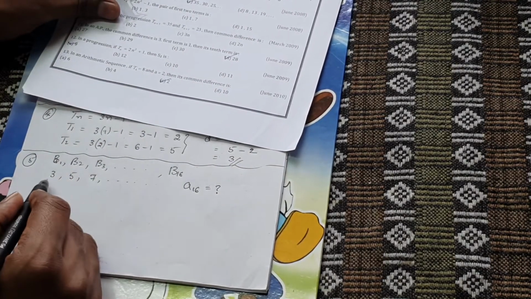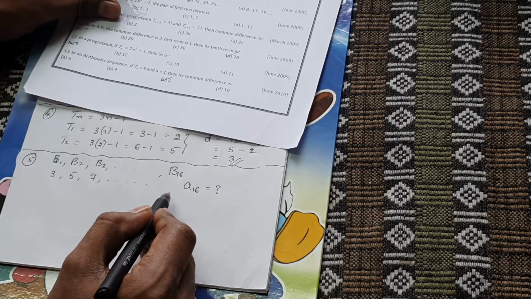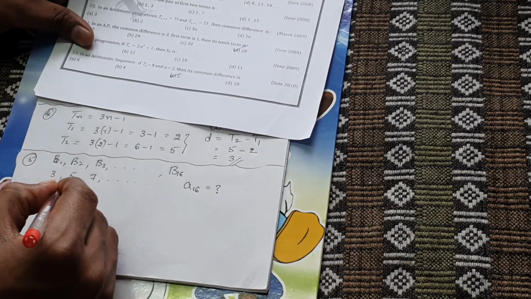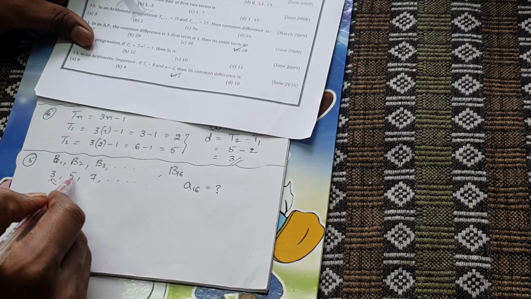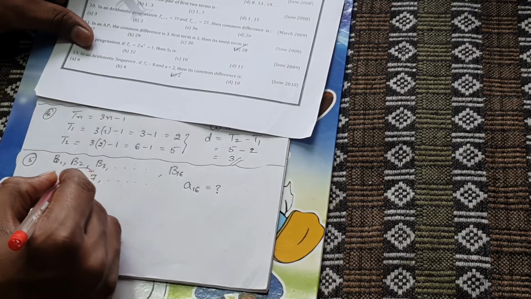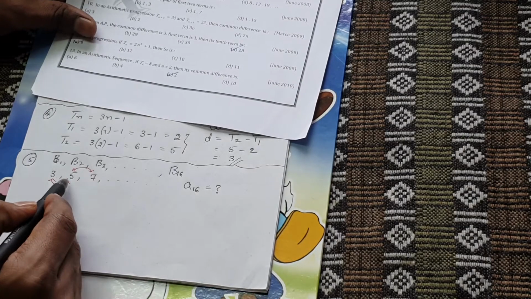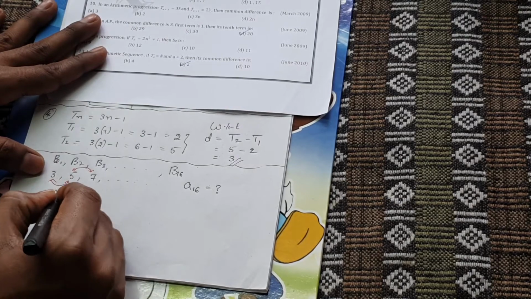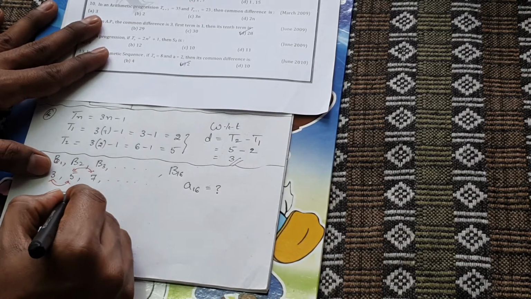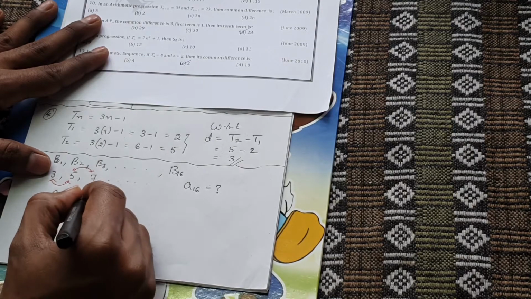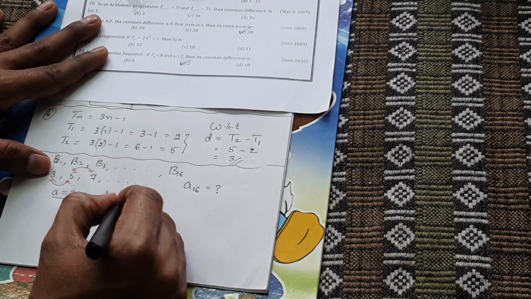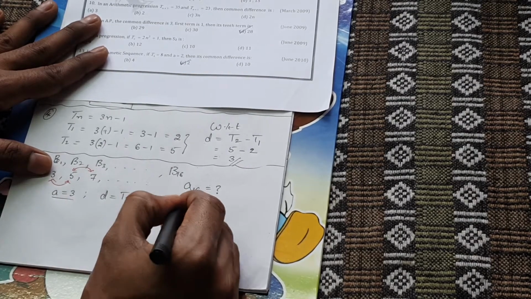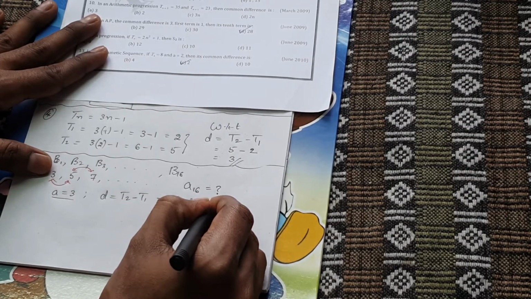We can easily find out the given progression is in AP. How do you find out? Always remember the difference between any two consecutive terms will be common. Now check, 5 minus 3 is 2, and always check the other pair also, 7 minus 5 is also 2. We all know the first term of the arithmetic progression is 3, so A is equal to 3, and the common difference is T2 minus T1, which is 5 minus 3, so 2.